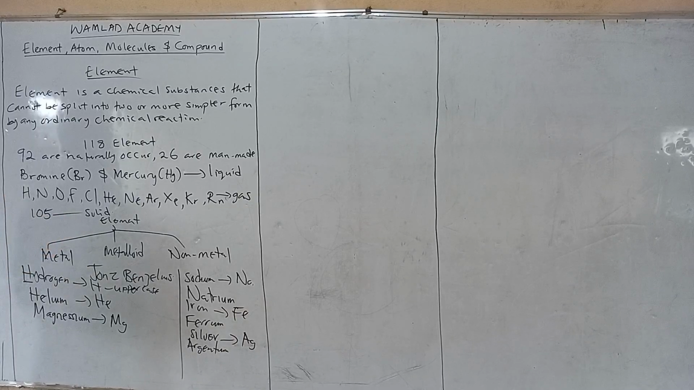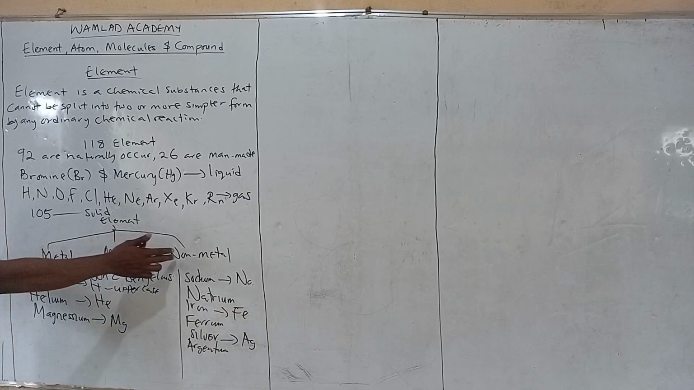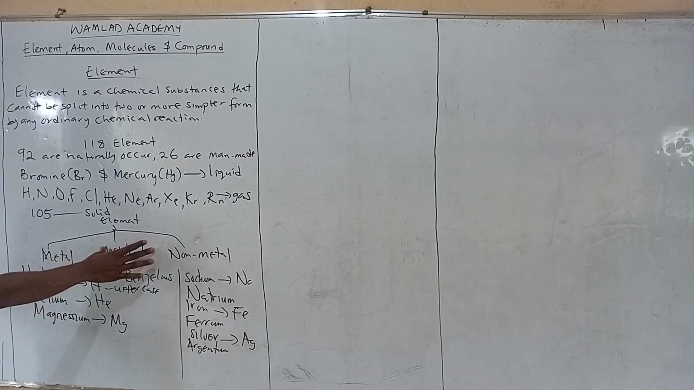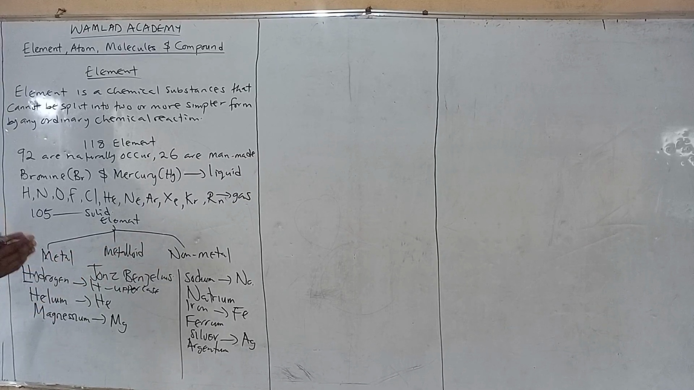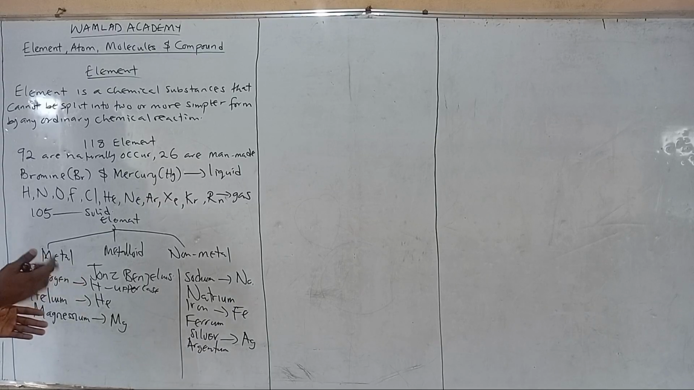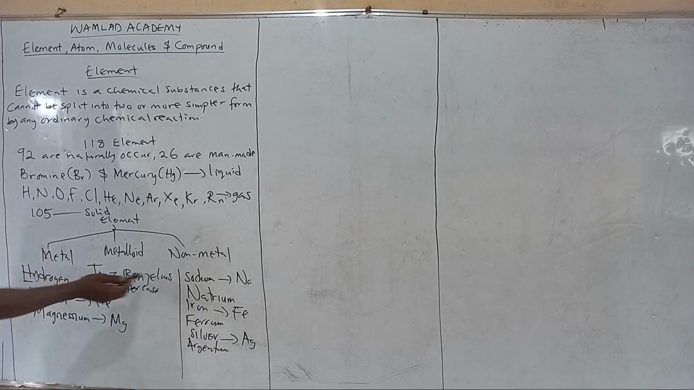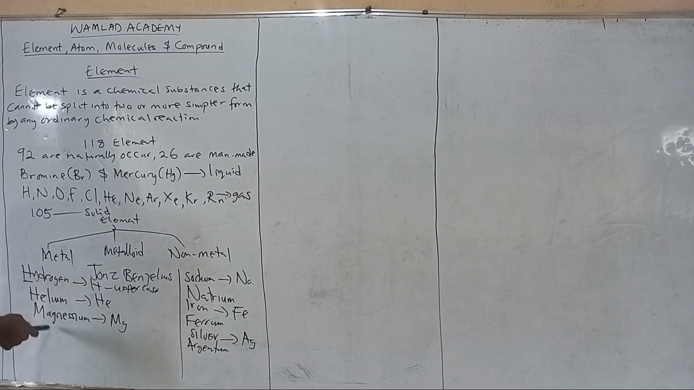And these elements are basically classified into metals and non-metals, and later you will see something called metalloid, because it has properties of both metals and non-metals. The symbol of hydrogen is H, while the symbol of helium is He, and the symbol of magnesium is Mg. So that's about the element.